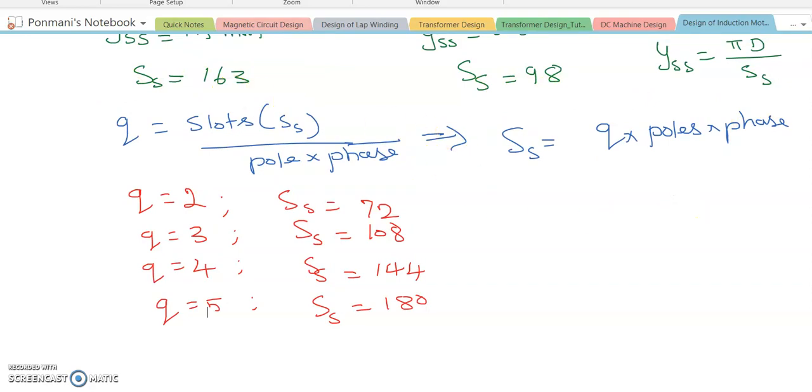So these values will not be preferred, because 72 cannot be preferred, and this 180 cannot be preferred either. So only these two values can be preferred, that is, within this range of 98 to 163. So only these two values will be considered, and for these two we will be calculating the slot loading.